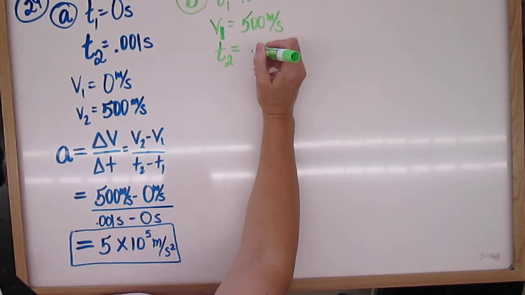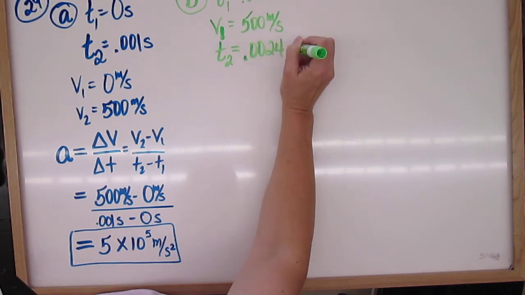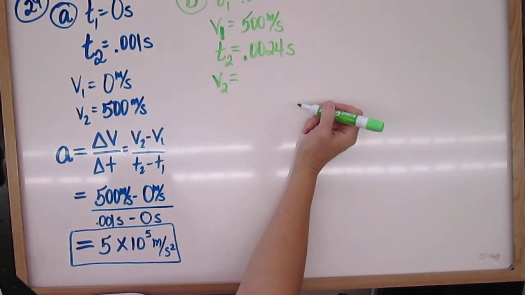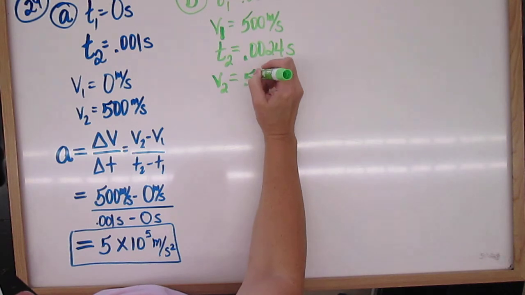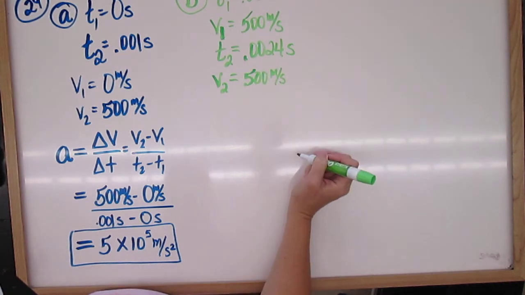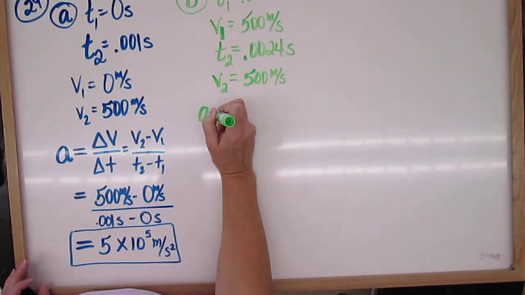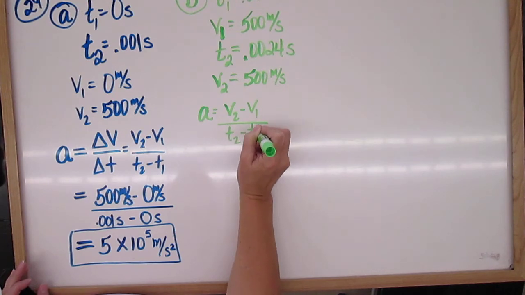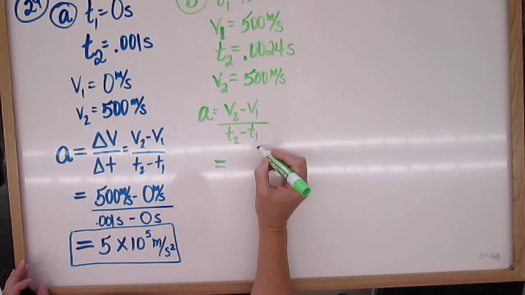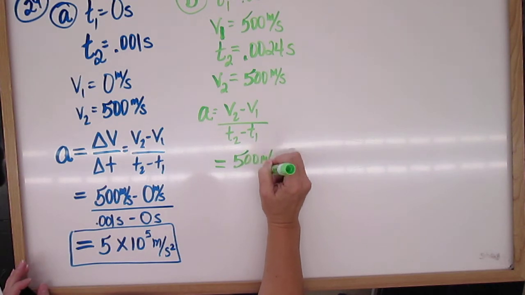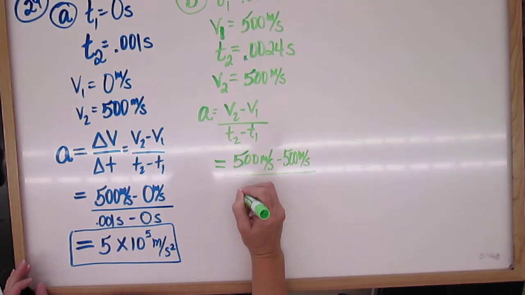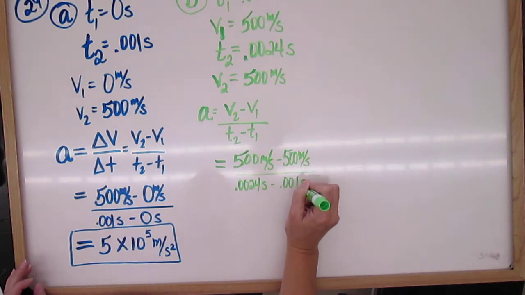t2 is 0.0024 seconds. And from the graph, we read v2 to be 500 meters per second. So acceleration is equal to v2 minus v1 over t2 minus t1. Now we have 500 meters per second minus 500 meters per second, all divided by 0.0024 seconds minus 0.001 seconds.